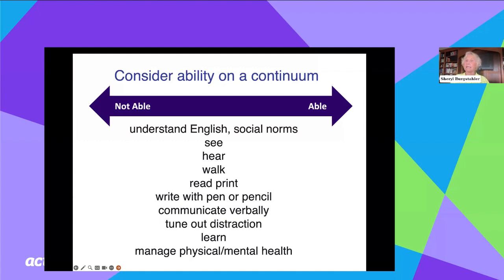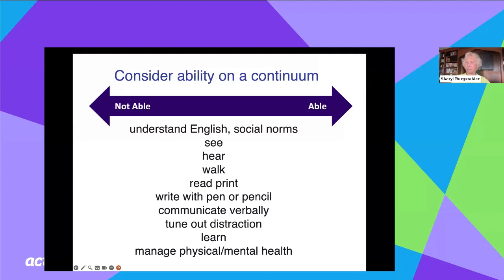So we rate ourselves in the ability to see. As I mentioned, you might not be able to see this presentation. It has nothing to do with being blind. It has to do with the environment that you're in right this minute. The ability to hear, to walk, to read print, to write with a pen or a pencil, to communicate verbally, to tune out distraction. There we can look at, well, disability might be related to ADHD, attention deficit disorder, where sometimes it's difficult to tune out distraction. But all of us have a range of abilities in that area.